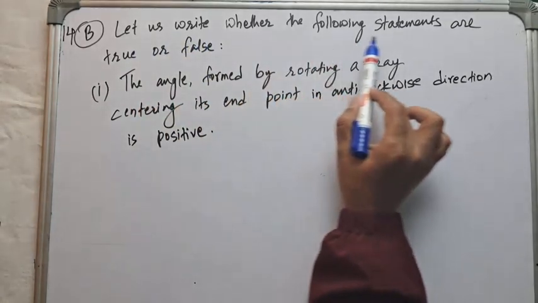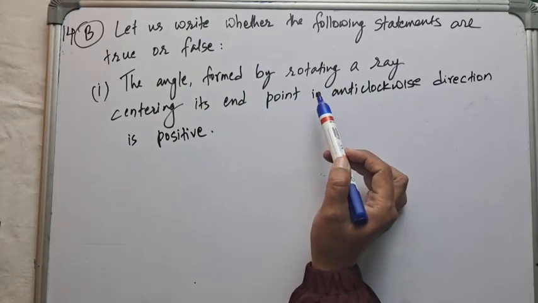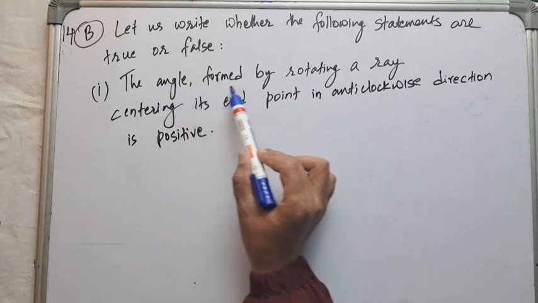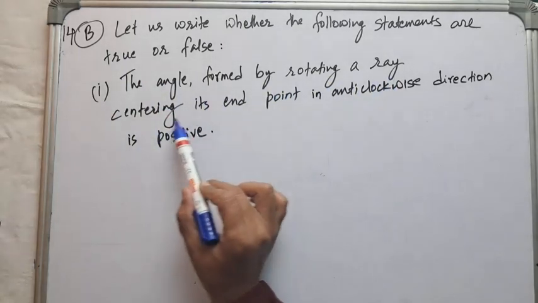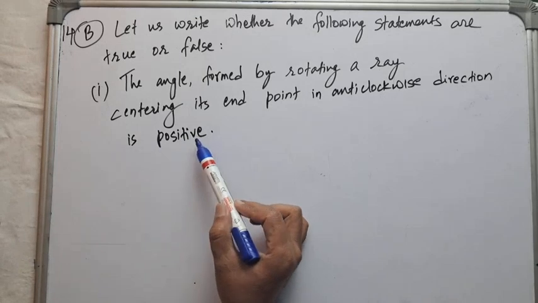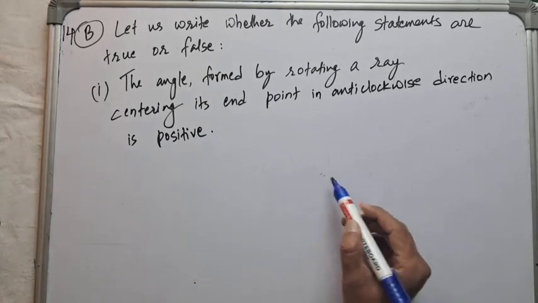Let us write whether the following statements are true or false. So we are asked to verify whether this statement is true or false. Question number 1 of 14B. The angle formed by rotating a ray centering its endpoint in anti-clockwise direction is positive. So this is the statement, and we are asked to verify whether it is true or false.